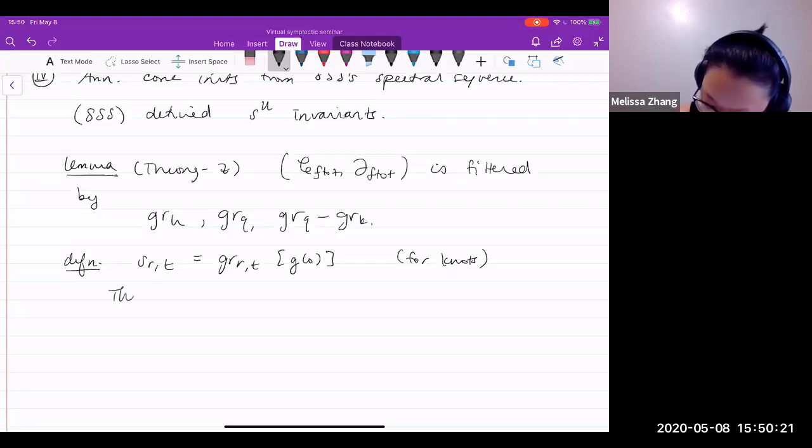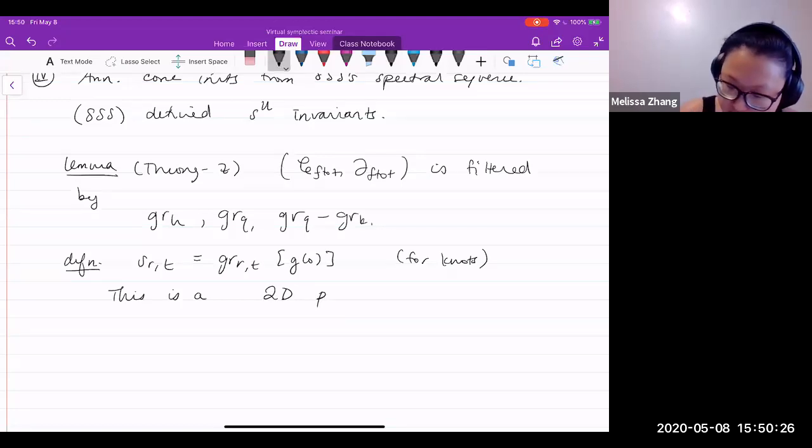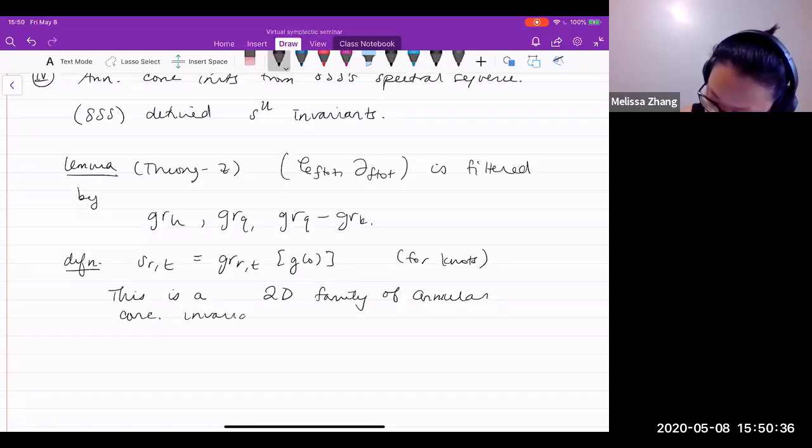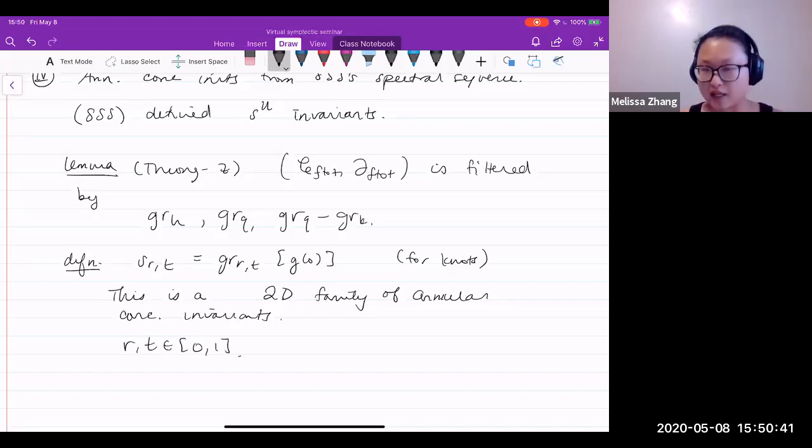Okay, so this means that this is a two-parameter family of annular concordance invariants. Namely, R and T can be in the interval 0 to 1, but somehow this square collapses one of the directions, and by the way that we defined this grading over here, you actually have just a 2-simplex worth of invariants.